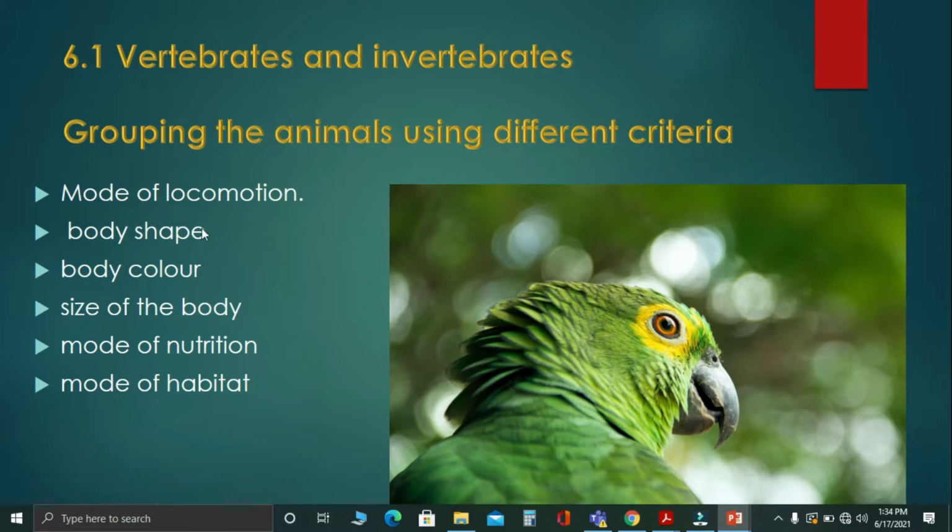Look at some of the criteria I have given you. Mode of locomotion, body shape, body color, size of the body, mode of nutrition, mode of habitat. These are some features that can be used as criteria for grouping animals. In the video also you could observe various features of the locomotion, body shape, and nutrition also.